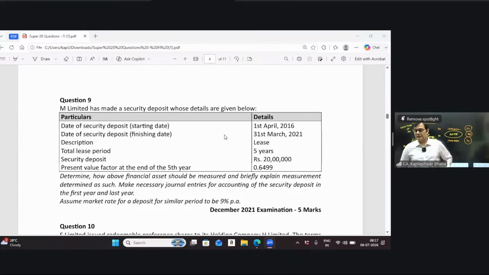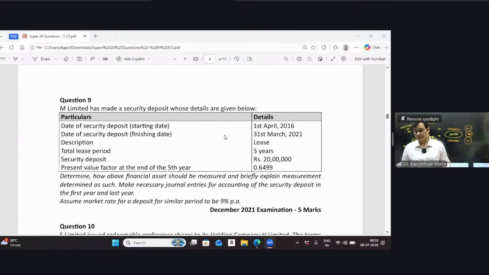The date of the security deposit, start and end, is given. So it's a period of 5 years. And we are given it's a lease, and the deposit and the discounting factor are given. Then it says determine how the financial asset is measured and briefly explain the measurement determined as such. Make necessary entries for the amount of deposit in the first year and last year. Assume a market rate of deposit for a similar period is at the rate of 9%.